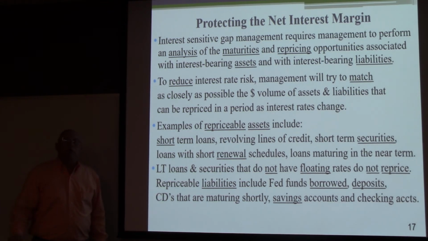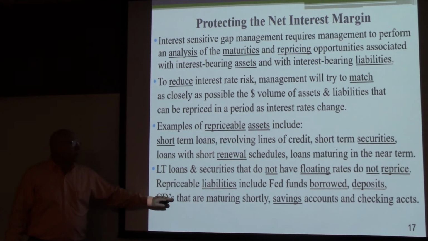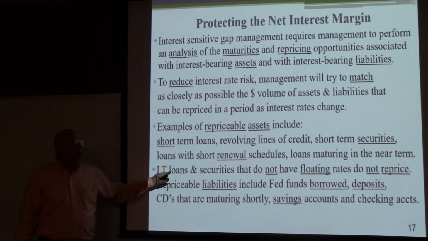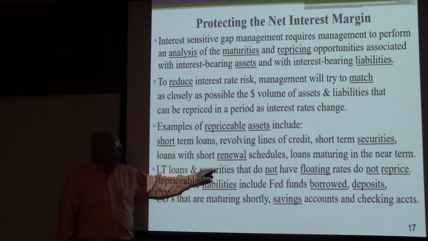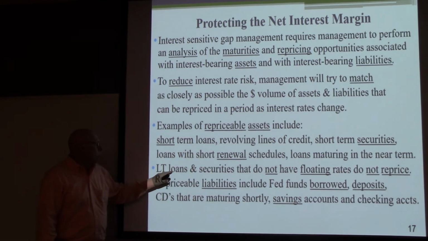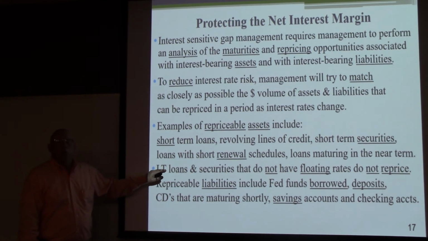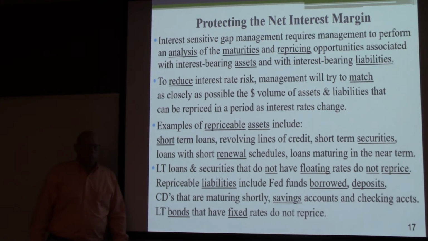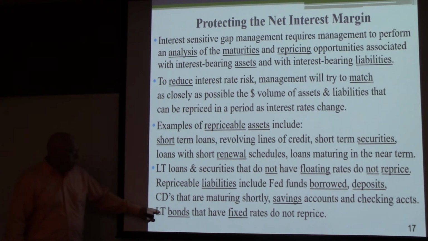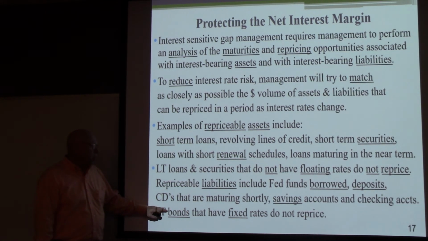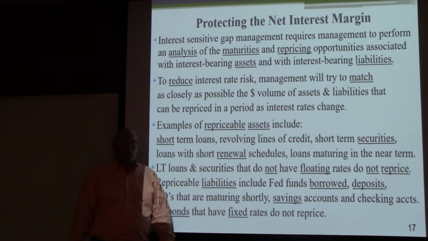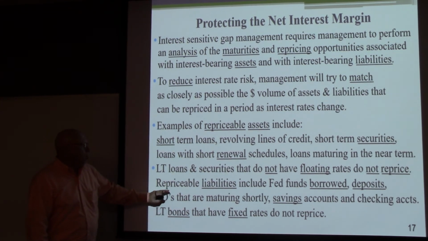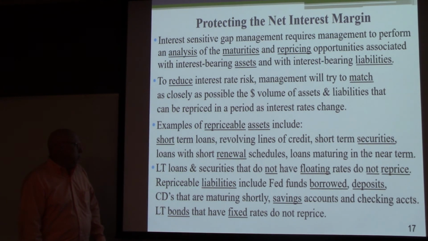Almost all of your liabilities except for bonds reprice over the short term. It's tougher to get your loans to reprice. You can buy short-term securities. It's pretty easy to adjust that. Where banks have gotten much, much better is with their loans, repricing their loans more quickly. All right. Long-term bonds that a bank issues to borrow money that have fixed rates do not reprice. So you have repriceable assets and repriceable liabilities.